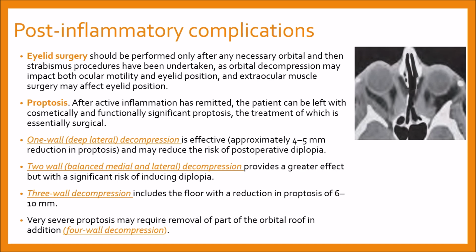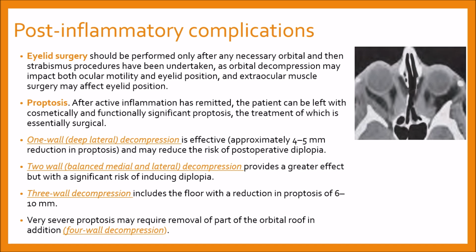Very severe proptosis may require removal of part of the orbital floor in addition to that, and it is called four-wall decompression. The picture in the CT scan here shows two-wall decompression. You can see bilateral, lateral, and medial walls are absent, and only the nasal bones are present here.